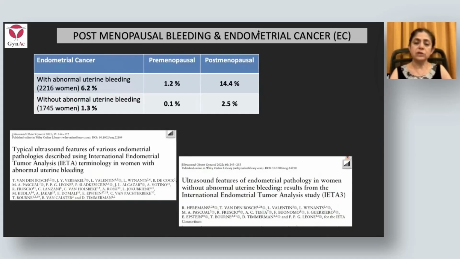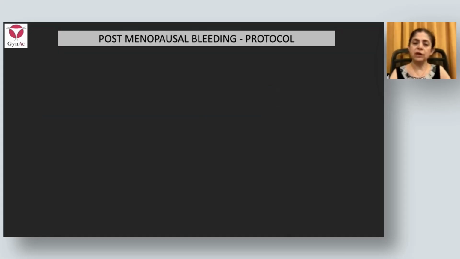These were two interesting papers that showed us the prevalence of endometrial cancer in pre- and postmenopausal women with and without abnormal uterine bleeding, and you'll see that the prevalence was highest in postmenopausal women with abnormal uterine bleeding. So it is these women with postmenopausal bleeding that require very detailed evaluation. So how do we go about evaluating women with postmenopausal bleeding?